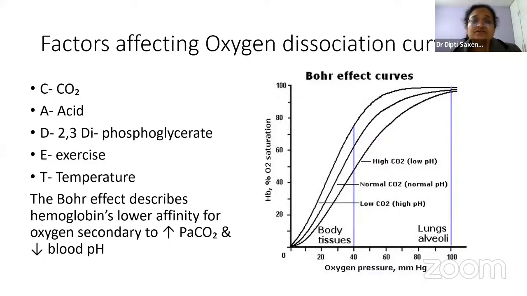The Bohr effect describes hemoglobin's lower affinity for oxygen, secondary to an increase in partial pressure of carbon dioxide and a decrease in blood pH. What happens as soon as the partial pressure of carbon dioxide increases? This is what we see at the level of tissues. As soon as the PaCO2 increases, there is a drop in blood pH, and this drop in blood pH lowers the affinity of hemoglobin to bind oxygen, and oxygen dissociates to the tissues. This is the Bohr effect, and it is very important for us.